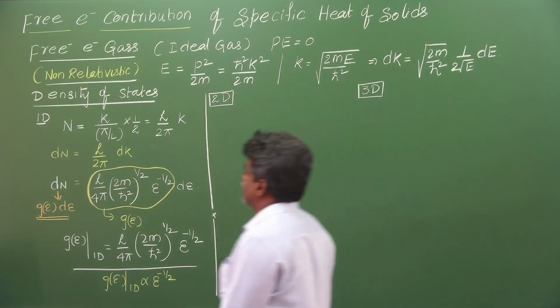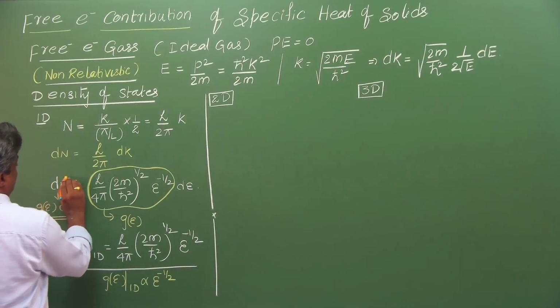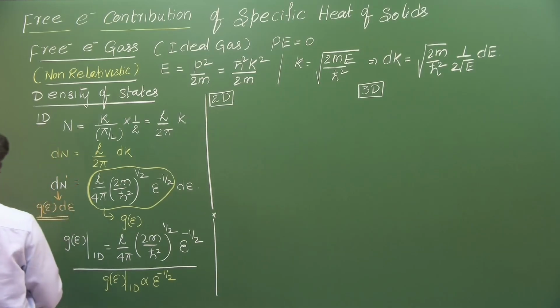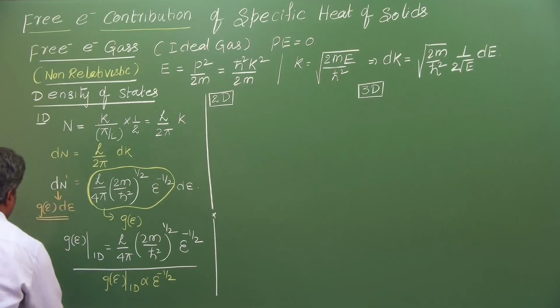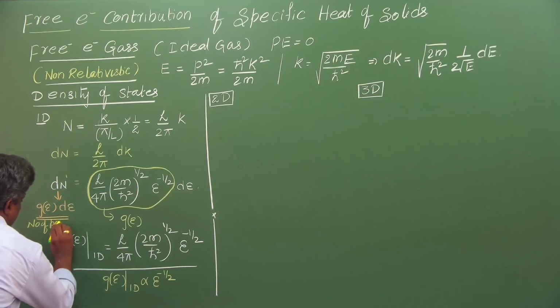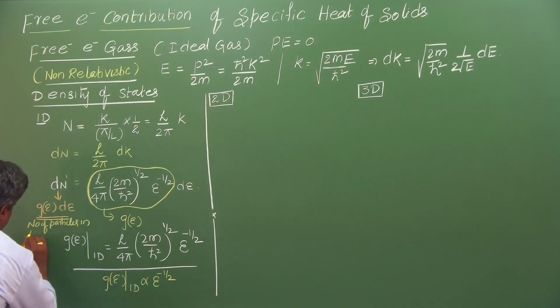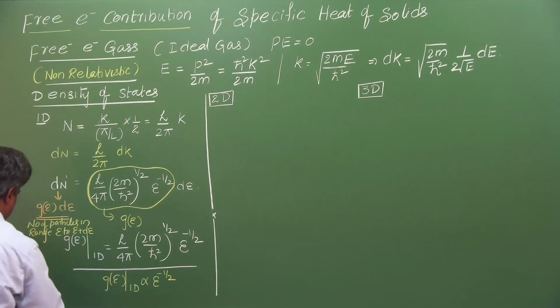If you want to know what this dN exactly is, I am writing here: the number of particles in the energy range E to E plus dE.